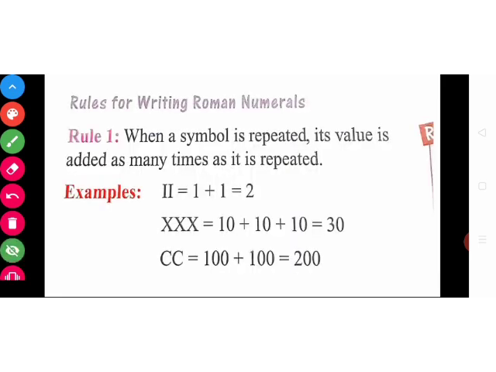So some rules are there. Rule 1. When a symbol is repeated, its value is added as many times as it's repeated. Look at the symbol. It is repeated 2 times. So that number represents 1 plus 1 is equal to 2. This symbol repeated 3 times. This symbol represents the number 10. 10 plus 10 plus 10 is equal to 30. This symbol represents the number 100. So 2 times it's repeated. 100 plus 100 is 200.